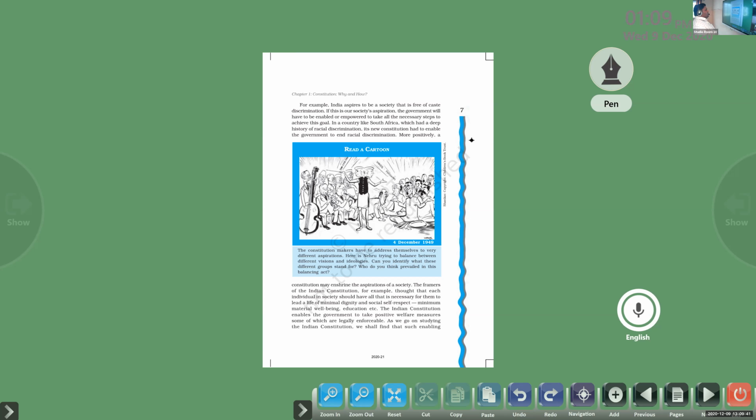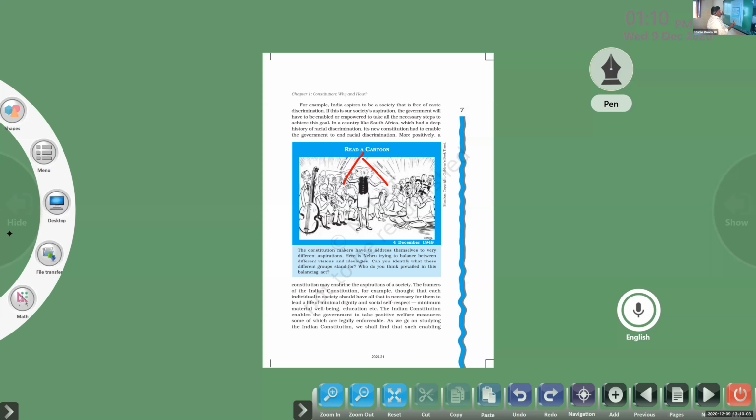And finally we read a cartoon here related with Jana Gana Mana and Vande Mataram, the dispute. Later the government of India adopted the Jana Gana Mana as the national anthem of India in the year 1950. So the Constitution may enshrine the aspirations of a society.